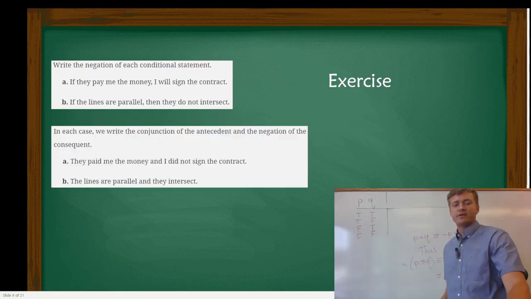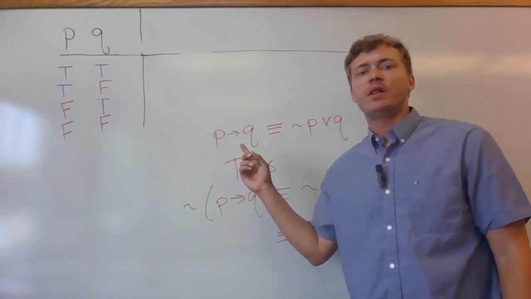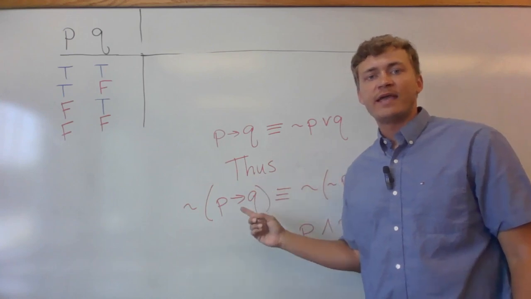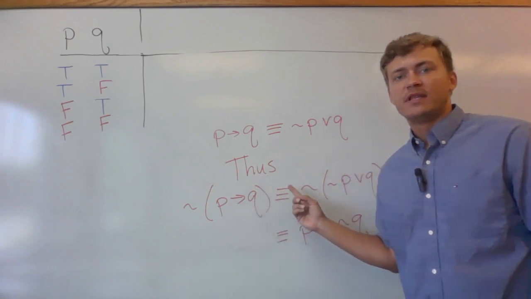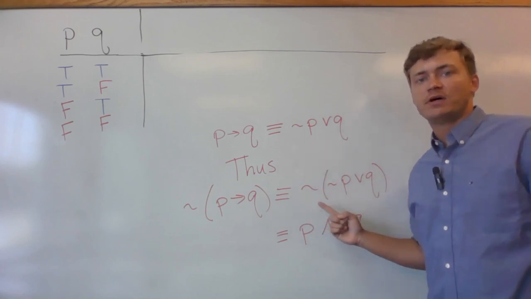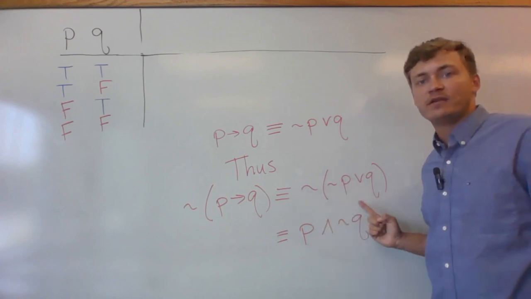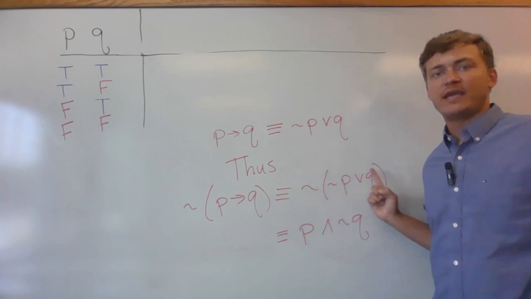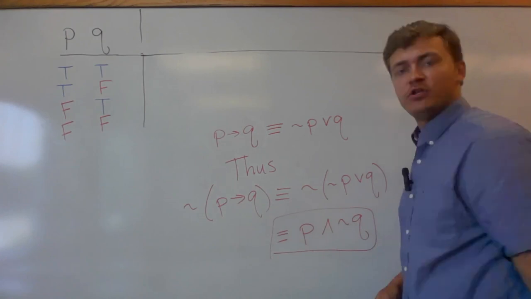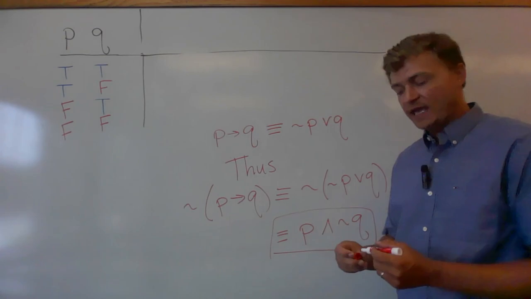Well, for part A, consider again, I'm going to go to the full screen just for a moment. That's what we just saw here. If P implies Q is the same thing as not P or Q, this must mean that if we negate our conditional statement, that's the same thing as negating our equivalent statement. By using De Morgan's laws, to negate not P becomes P, to negate the or connective becomes the and connective, and to negate Q becomes not Q. So this is what we're looking to do here. To negate our conditional statement, we can write our sentence as P and not Q.